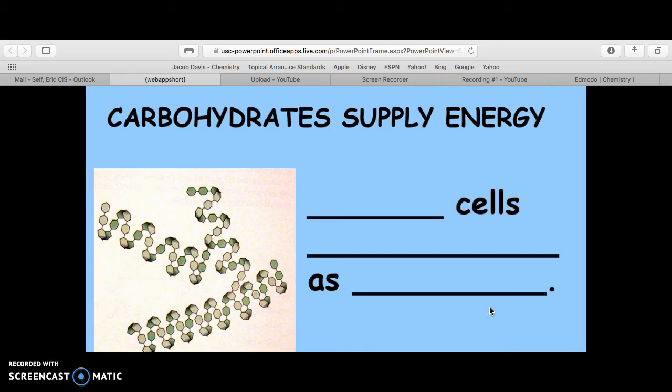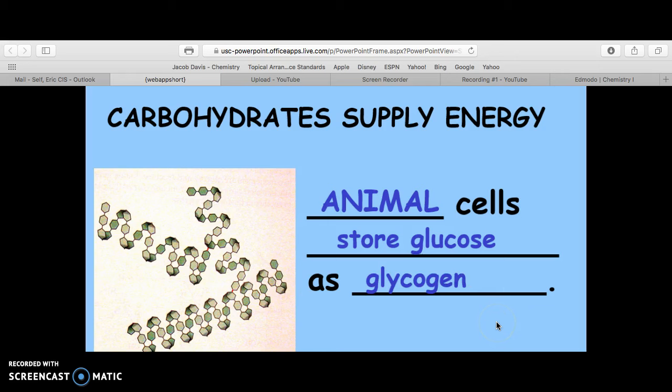Carbohydrates supply energy in the form here of animal cells. Get this, animal cells can store glucose as glycogen. So there's the reference. So when you have too much sugar, it'll be stored back in the form of glycogen.